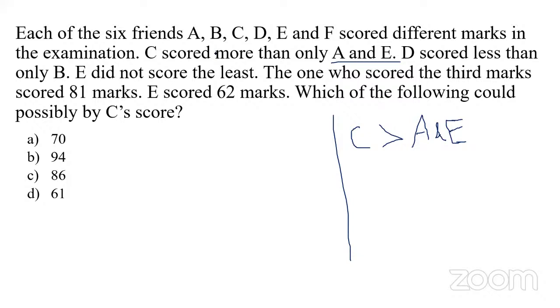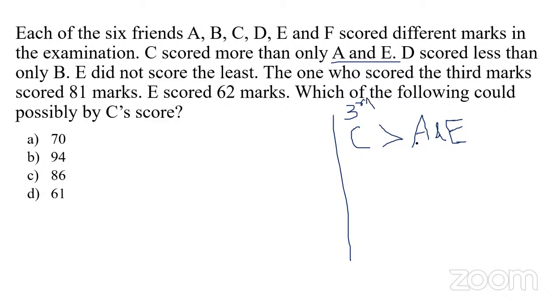Ranking is not only for scoring the marks. The ranking shows the comparison, especially the comparison. Here C scored more than only A and E. So this is the third person. Third mark is C.